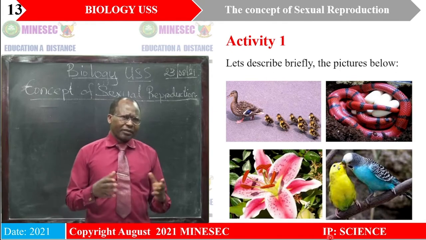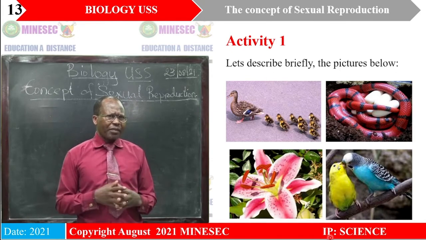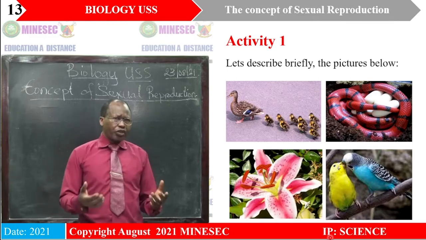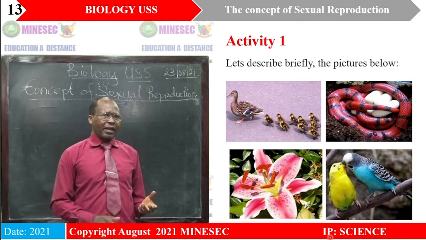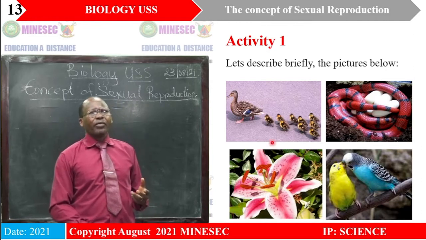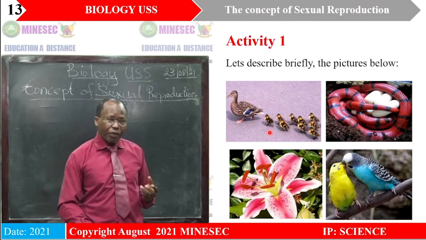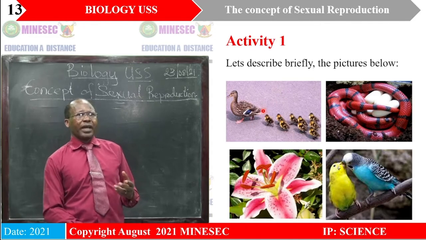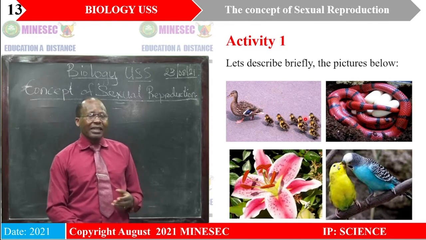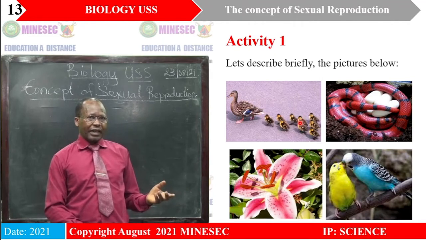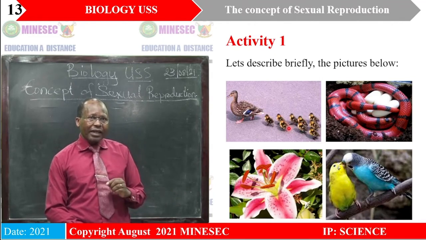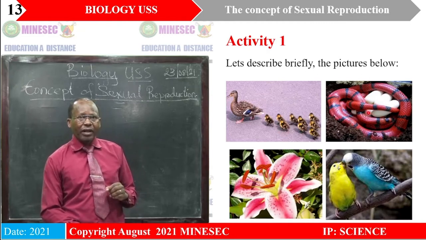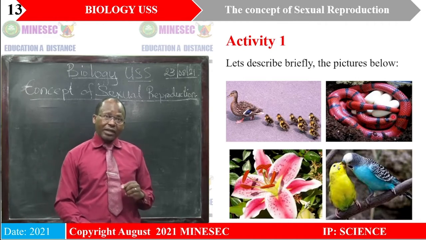Let's look at these pictures that we have here and try to describe them briefly. What is happening? What do we see? Even without judgment, what are we seeing here? And in so looking, we have to reflect from the biological perspective on what might have been happening. Here, we have a mother duck that is leading the young ones, implying that these are certainly its offspring. We have a snake here, which is coiled around its eggs, meaning that it has certainly laid these eggs and is protecting them.